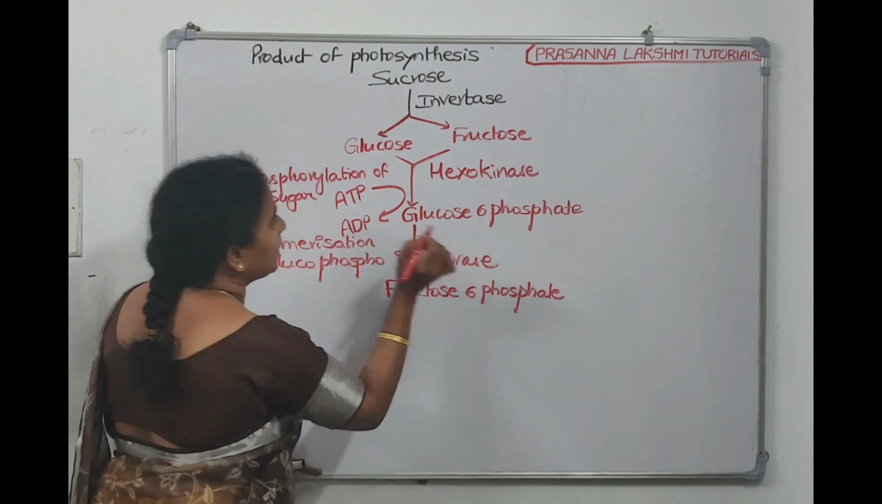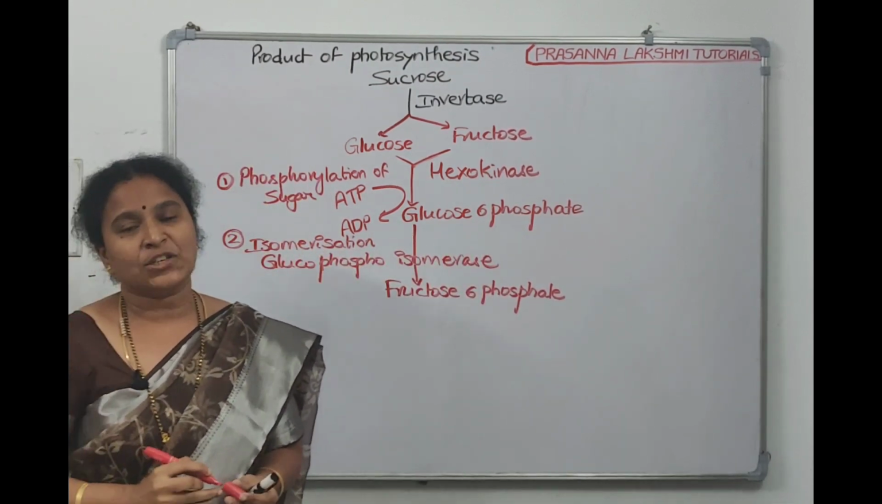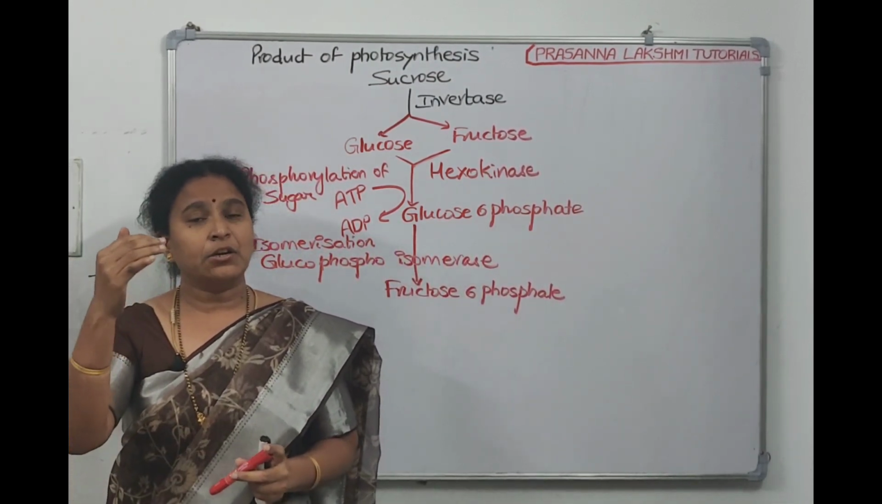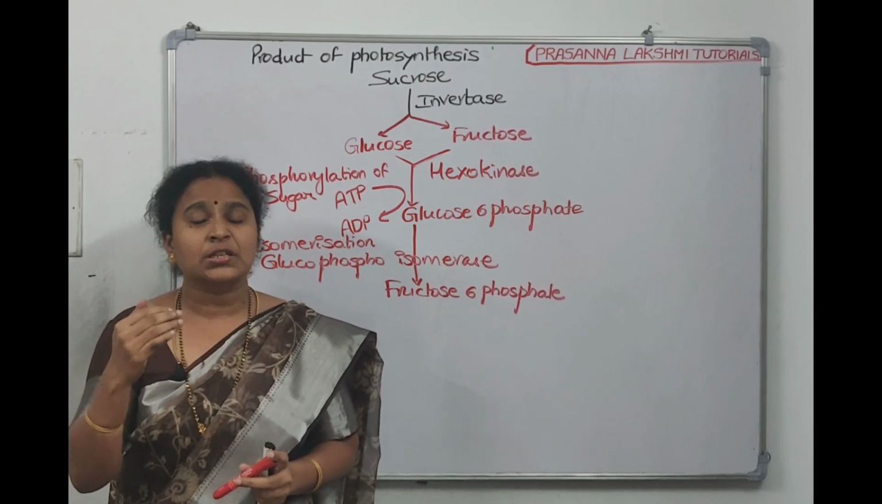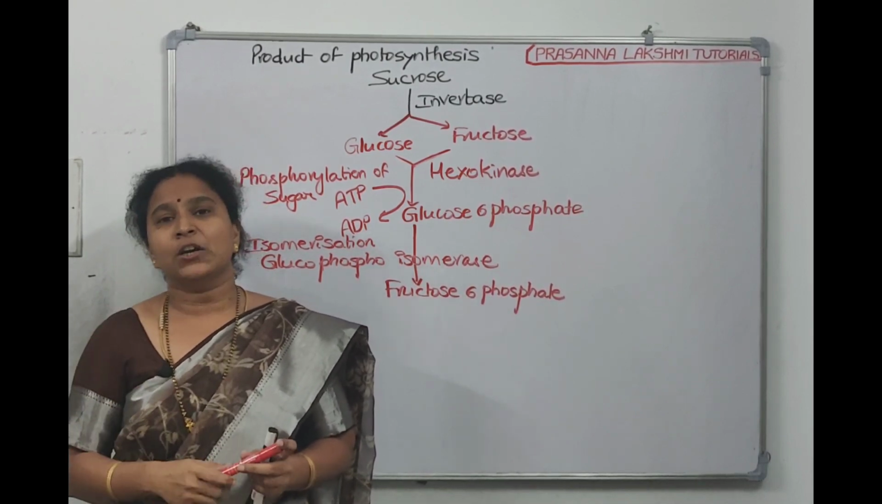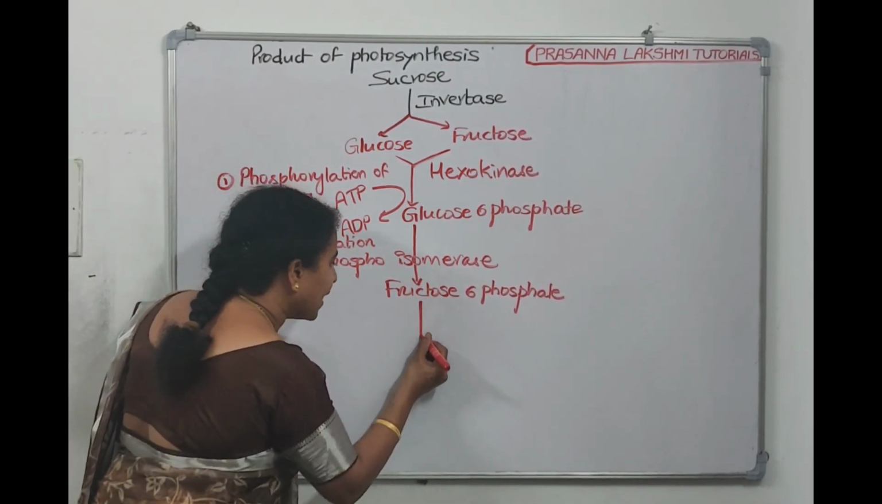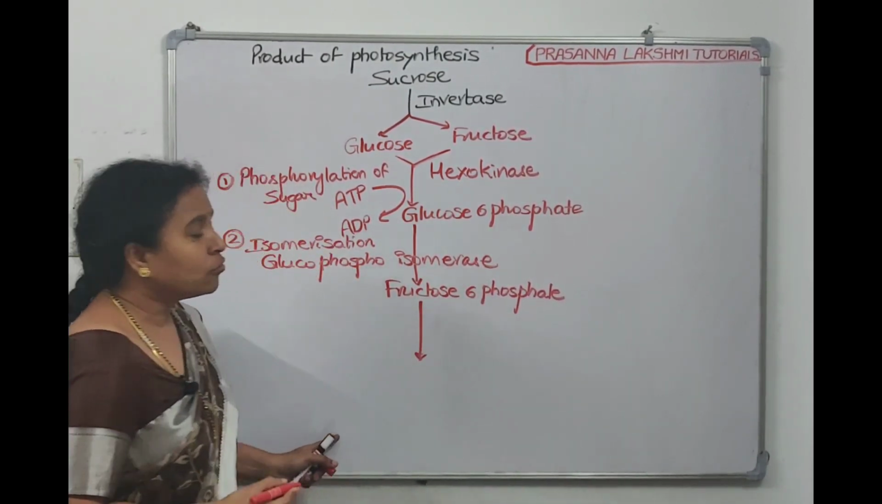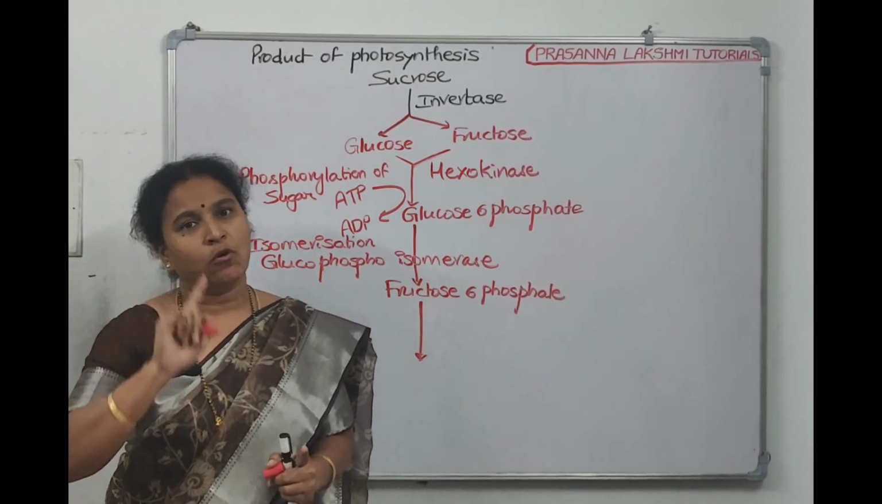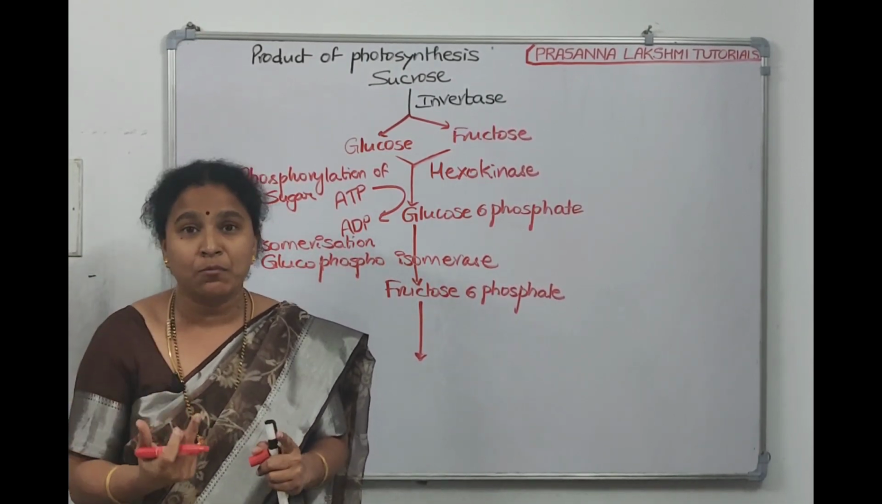Glucophosphoisomerase is an enzyme. So children, the first reaction is glucose getting converted to glucose 6-phosphate. Second reaction is glucose 6-phosphate getting converted to fructose 6-phosphate. The reaction is isomerization. Now third reaction is fructose 6-phosphate wants one more phosphate. It is demanding one more phosphate.